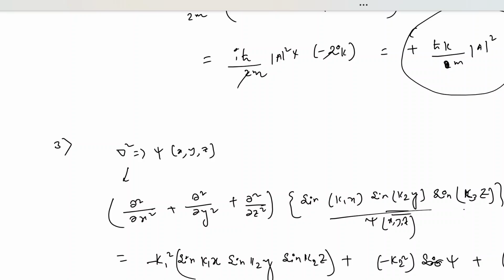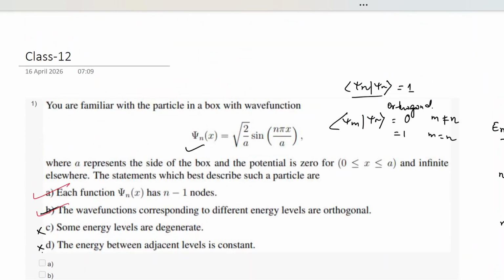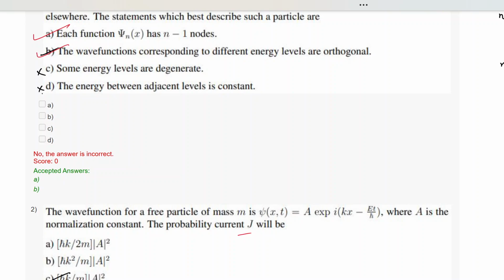Okay, so if you compare, you get delta square psi equal to this. This is like an eigenvalue equation where delta square has an eigenfunction psi, and the eigenvalue for delta square on psi is this. So you are seeing that this statement is true, that it is an eigenfunction, right?